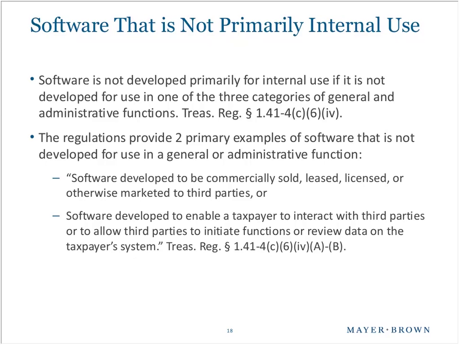And the regulations then go on to provide two primary examples of when software is not developed for general or administrative functions. One is if your software is being developed to be commercially sold or leased or otherwise marketed to third parties. And that's a clear-cut example of something that's not internal use, of course. The next example is one that's going to be very helpful for a lot of taxpayers in today's economy where you're developing software or websites that interact with your customers. According to the regulations, software is not internal use if it is intended to interact with third parties or allow third parties to initiate functions or review data on the taxpayer's system.